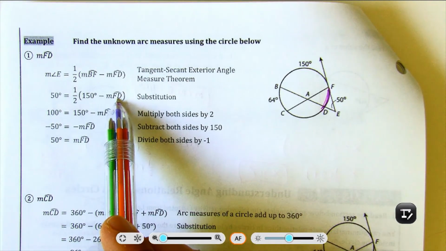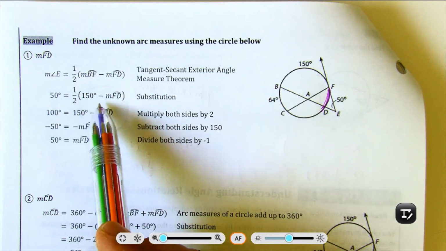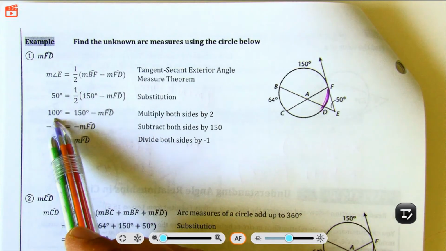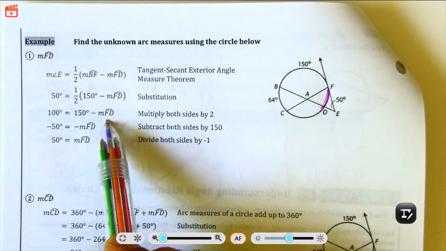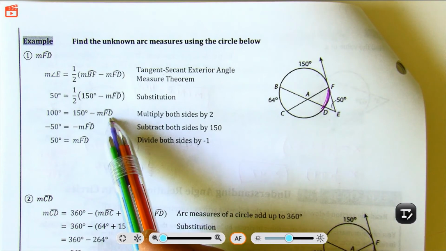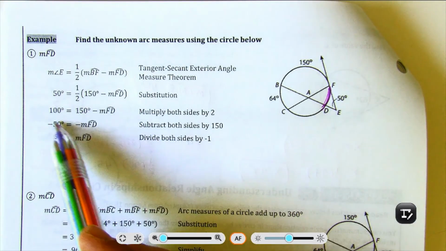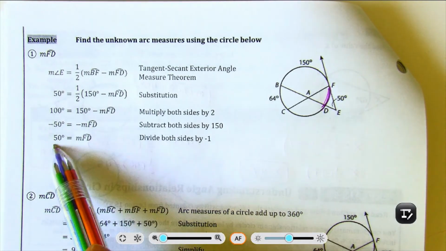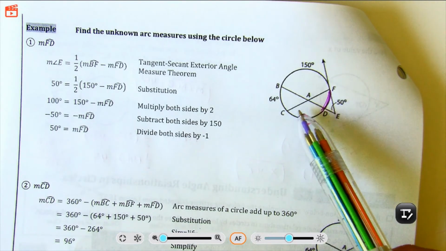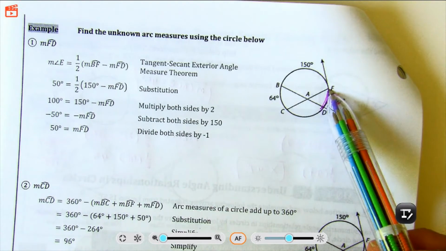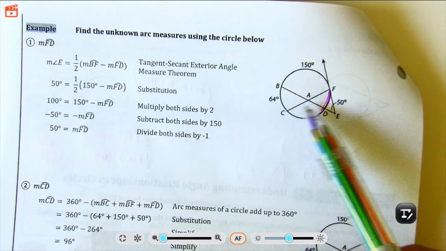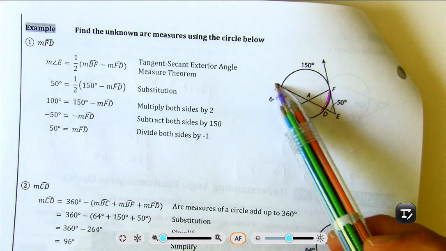Doing the math, we multiply both sides by the reciprocal, and we get 100 equals 150 minus the measurement of arc FD. Subtract 150 from both sides, and we get -50. Divide both sides by -1, and we get 50. Notice that when we were doing this problem, we didn't even look at this line. So just be careful when you're doing a problem that has more than one line to focus on the area. Try to find out where the vertex is located.